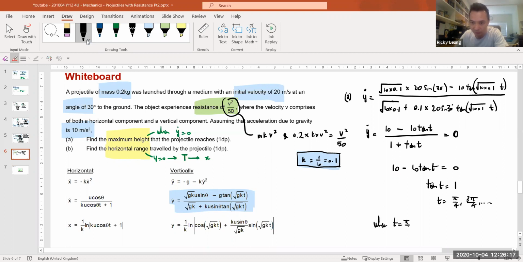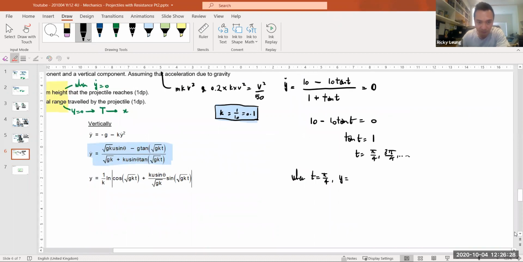So when t equals pi on 4, sub that into the y value. Y equals, so even then, look at this monster. I need to sub it into there on my calculator. So it'd be like 1 on k, so 1 on 0.1, which is 10, ln cos root 10 times 0.1, which is 1, times pi on 4, plus k times 20 sine 30 all over root 10 times 0.1.